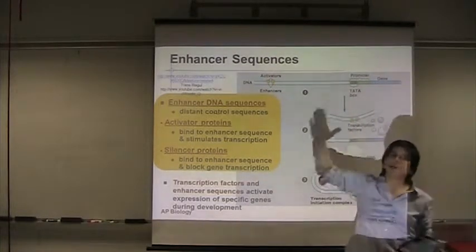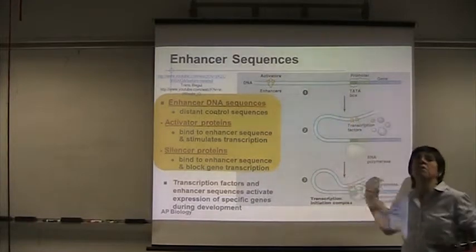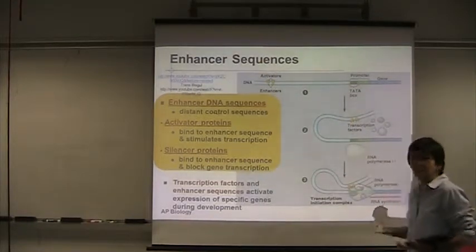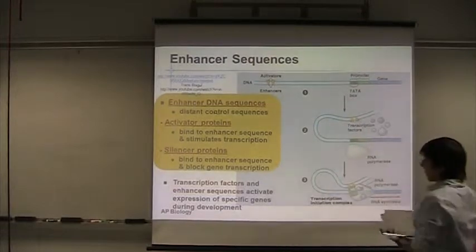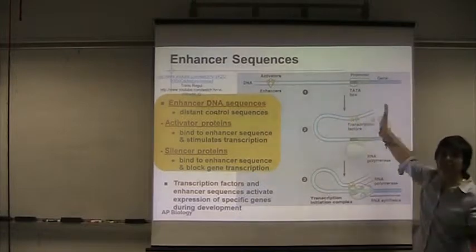So multiple levels, multiple things that need to be working together for transcription to occur. It's not as easy as we think. So, nice diagram here. So transcription factors, this is an ideal world.